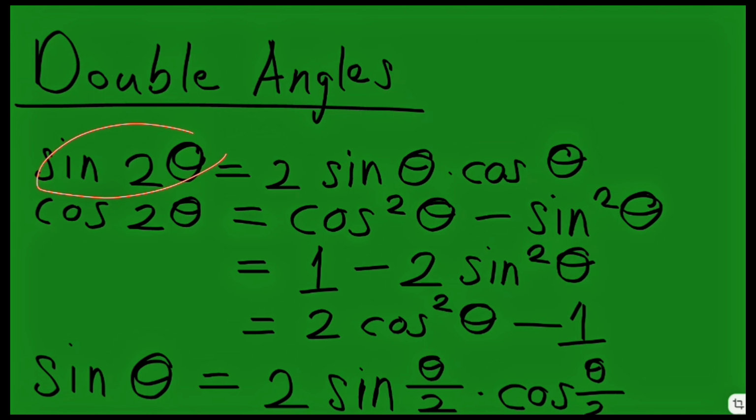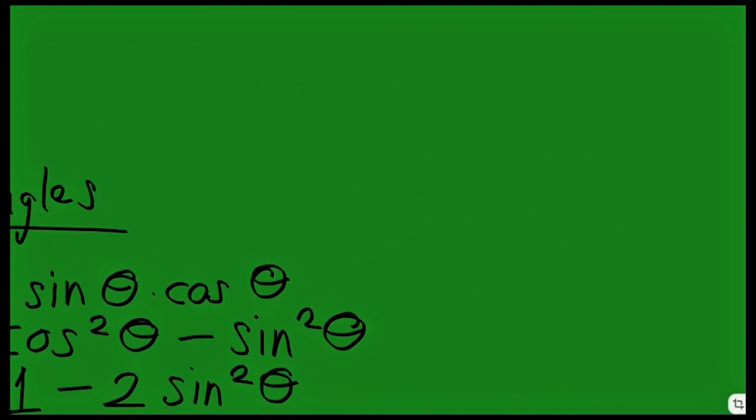So they got to this conclusion from what they found with compound angles. What do I mean? Let's write it down. Sine 2 theta is the same as sine theta plus theta.